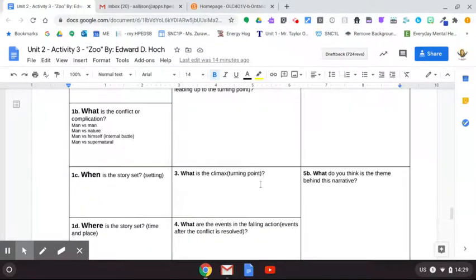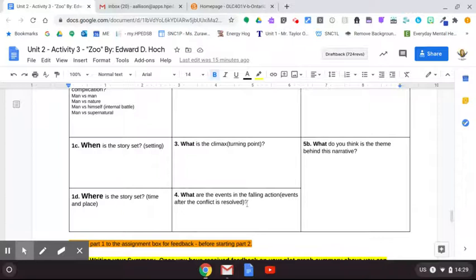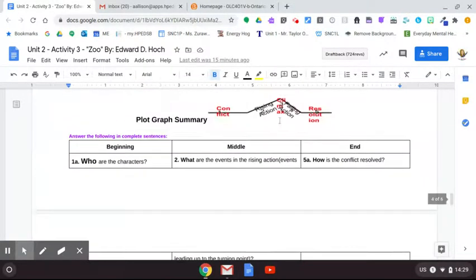What else? So the climax is the turning point. Whatever that moment is that you've been anticipating a resolution to, the climax is the turning point when things start to be a little bit resolved. And then what happens following that? There are events in the falling action of the story.